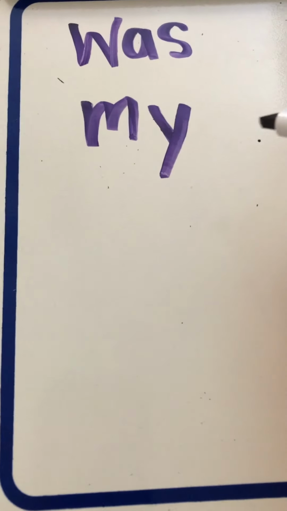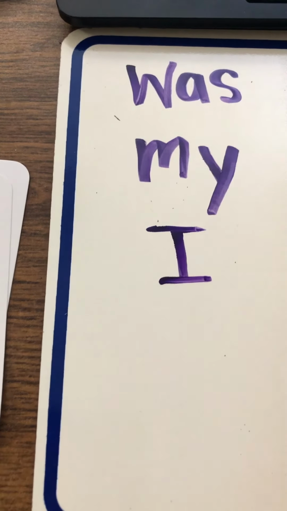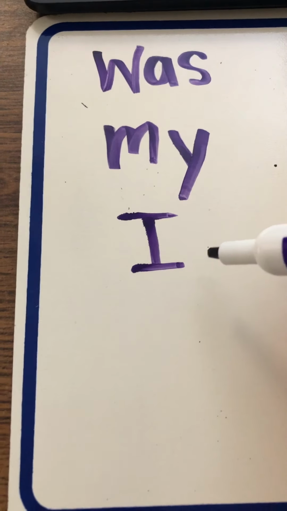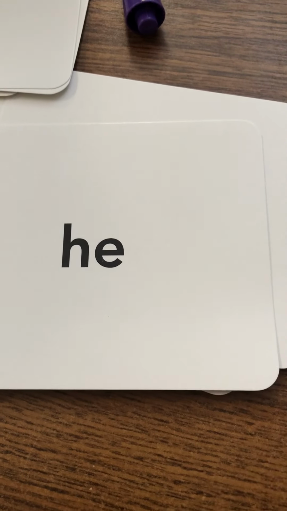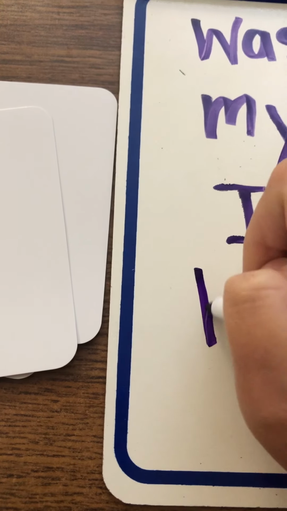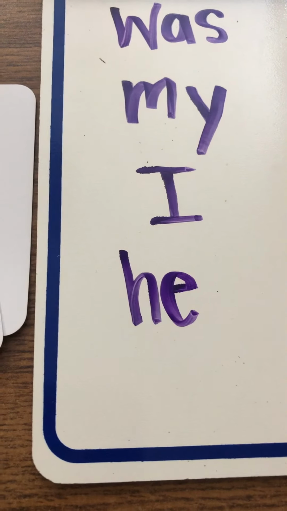Oh, up next is one of our easy words this week, I. And you don't even have to tell me how to spell it because it's just the letter I. So we have our straight line down, a line across, and a line across. All right, our next sight word is the word he. And how do we spell he? H-E. So let's come over here and practice writing H-E. H-E spells he.